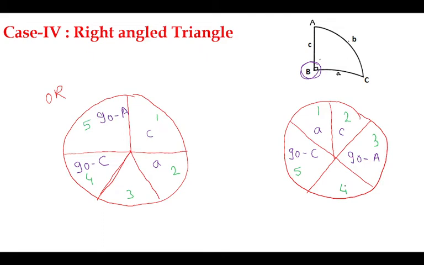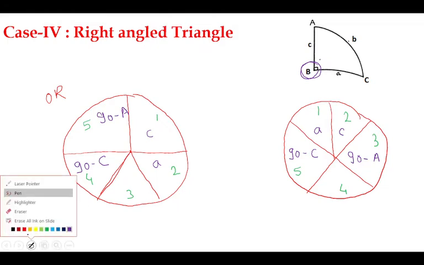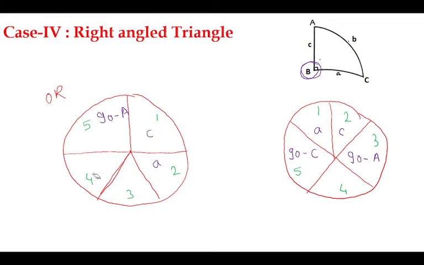Lastly, this is my mistake. Actually, here 90 minus C should be there. You will observe that this is the opposite of C, so this is 90 minus capital C. Only part 4 is left, and that is the complement of the hypotenuse. The complement of the hypotenuse is 90 minus small b, and that is part 4, 90 minus small b.